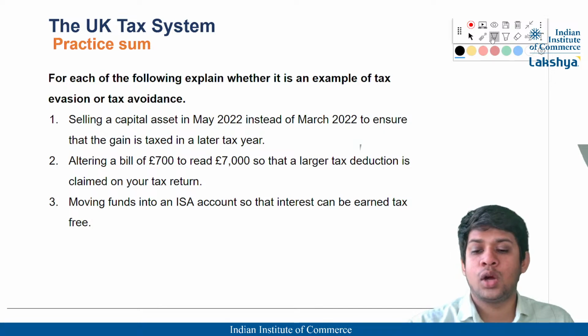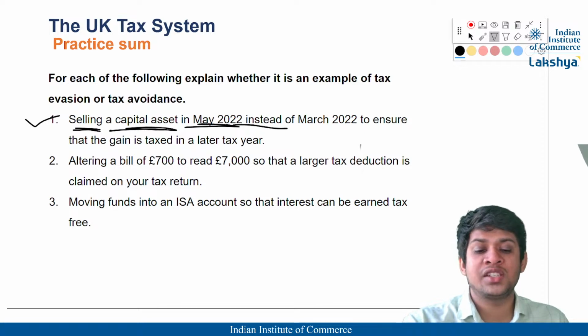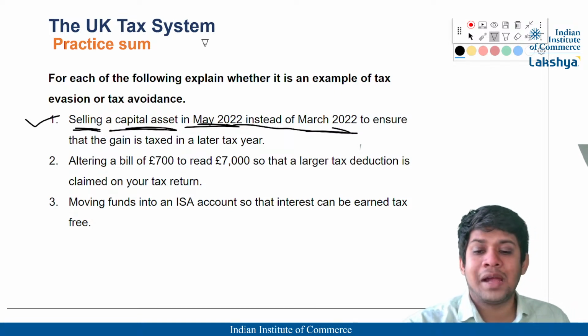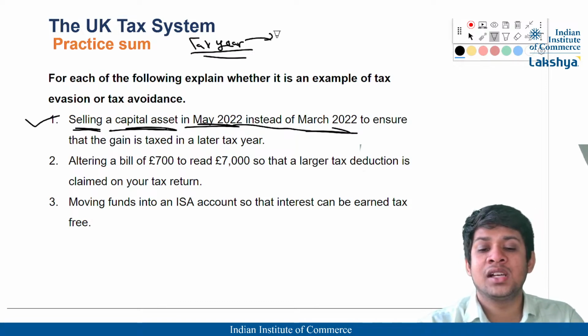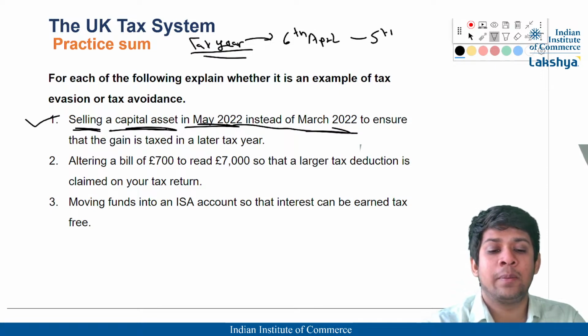So let us see what the following situations say. Selling a capital asset in May 2022 instead of March 2022. Okay, that means my tax year starts from, okay, I will give you information about it, which is going to be dealt with in chapter number 2. My tax year, guys, starts from 6th April and ends at 5th April.